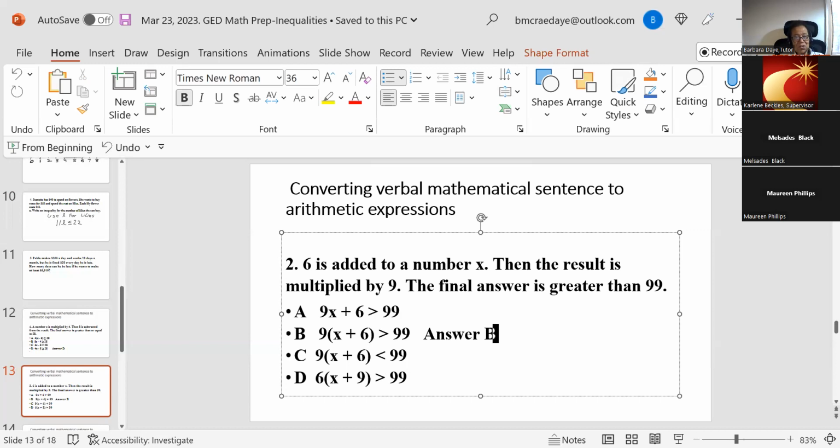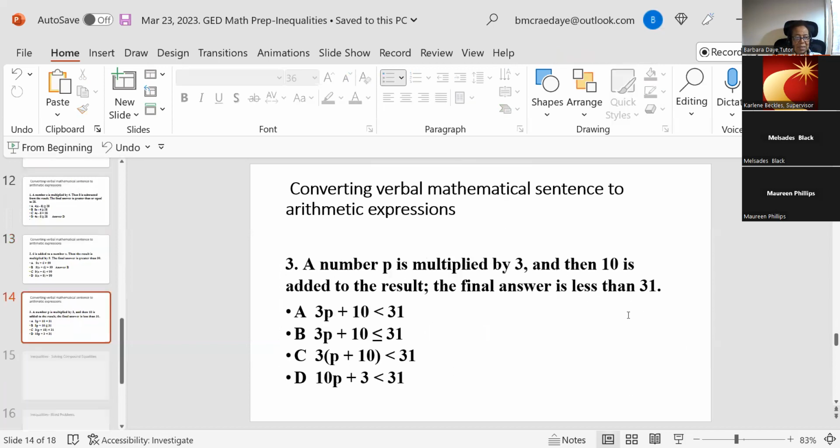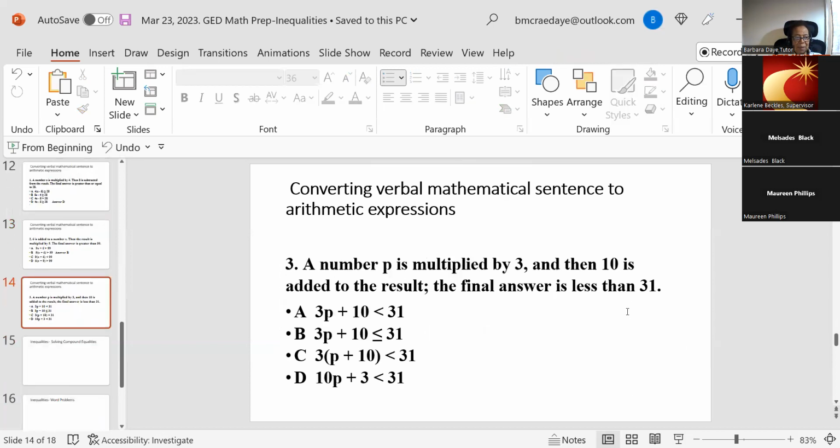You got it? So you'll be converting these to arithmetic expressions in an inequality. So make sure you read what you're doing and then what the inequality is. Got it? Yes, thank you.